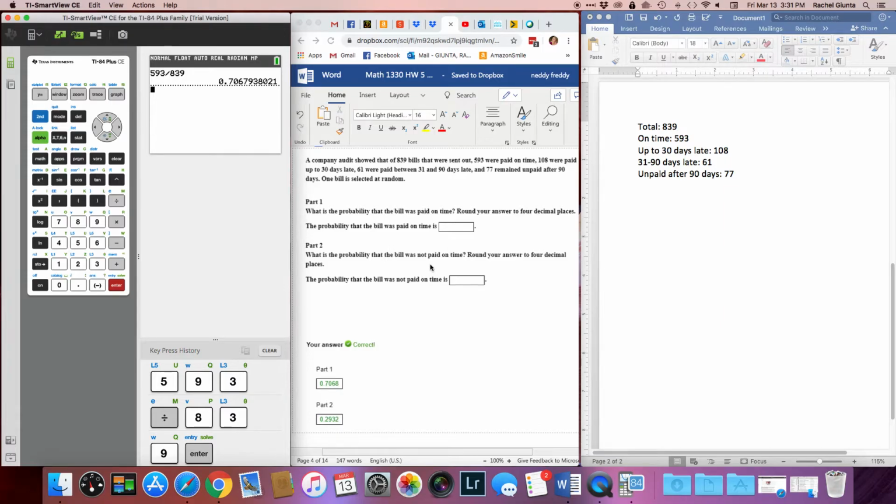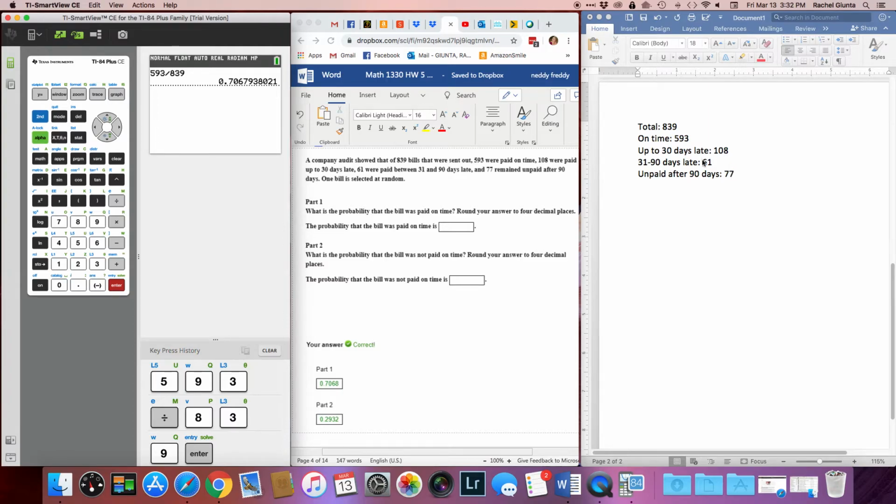So here's a little trick. If they're asking you for something that's just like what they asked you, only this time it's not, then the total of all the bills paid on time plus the bills not paid on time, the probabilities of those two has to equal 1, because that would be all the bills. All the bills were either paid on time or not paid on time. Every bill falls into one of those two categories. Here's on time, and all of these are not on time. They're varying degrees of late, but they're all not on time.